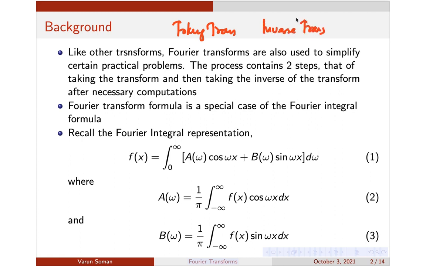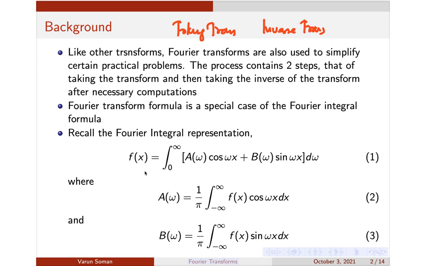You have a problem, you convert it into the transform domain, you simplify it there, and from the solution you read out the original solution. So two steps are there: taking the transform and also taking the inverse transform. Here also, when you study Fourier transform, you should know how to find the transform and also how to find the inverse transform. The definition of this transform is obtained from the Fourier integral representation. The derivation is not required for you, but I'll just sketch it for you, with some fine points, so that you can understand the definition of Fourier transform.